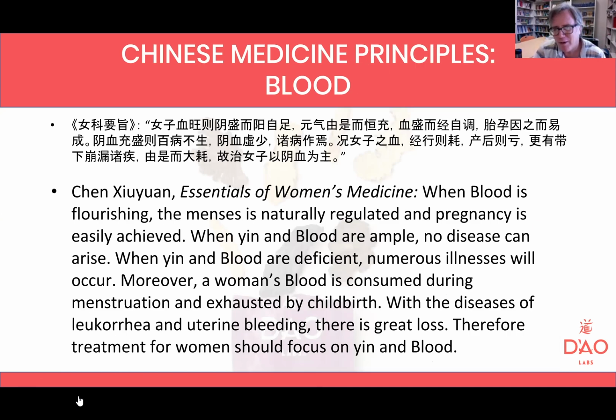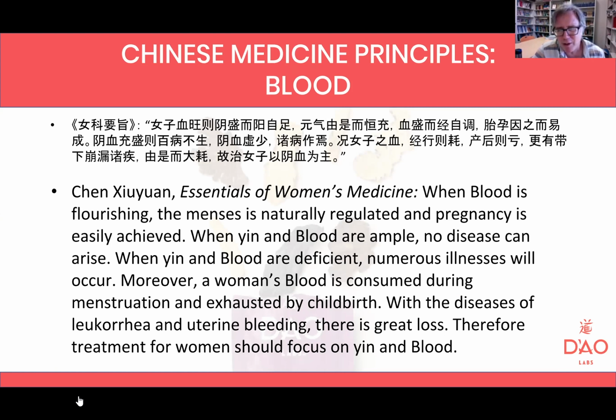Now let's shift to Chinese medicine principles, and I'm going to read you a quote that I really love from Chen Shouyuan, a Qing Dynasty doctor from China who wrote a very interesting book, The Essentials of Women's Medicine. The important part about this quote is the role of blood. This is my translation: when blood is flourishing, the menses is naturally regulated and pregnancy is easily achieved. That's our first point, actually.